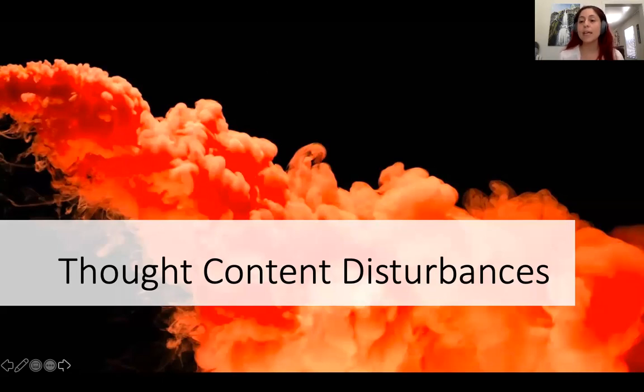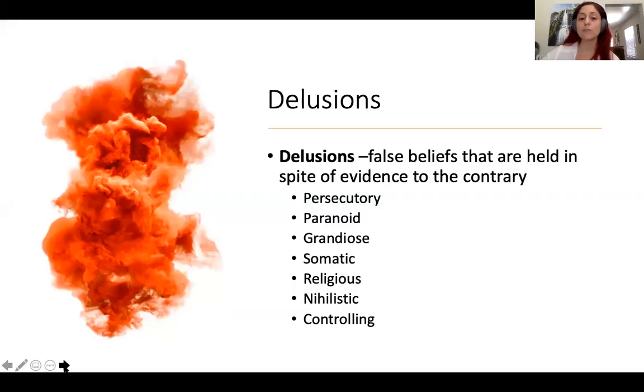Okay, thought content disturbance involves what the client is thinking and also includes the presence or absence of delusional or obsessive thinking. If any of these are present, you definitely want to provide details regarding the intensity and the specificity of these particular disturbances. So first we have delusions, and delusions are false beliefs that a client continues to hold despite having evidence against those beliefs. There are several different types, which you likely learned about or will learn about in psychopathology, but I'll go over just a couple. So persecutory, for example, involves believing that you're being mistreated or that someone is spying on you or planning to harm you.